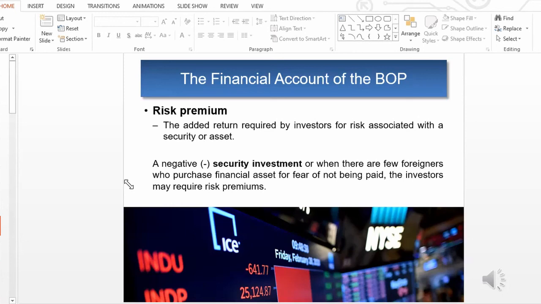Example. Halimbawa, may recession sa bansa natin, or hindi maganda ang image ng bansa natin sa mga investors. The government will pay risk premium. They will use this in order to attract more investors. Sige na, mga foreigners, mag-invest kayo sa bansa namin, bibigyan namin kayo ng bonus for investing. So you call that risk premium. Okay? So ginagawa yan ng mga countries, ginagawa din ng mga corporations that are deemed, or they have an image of being a high risk investment.